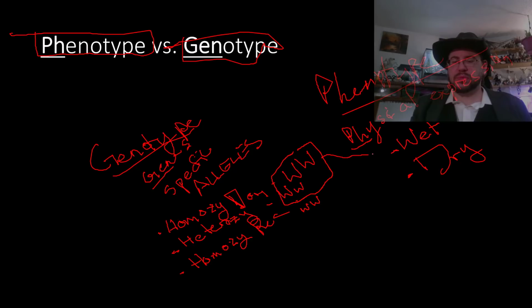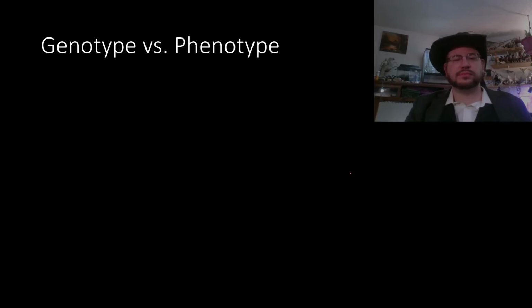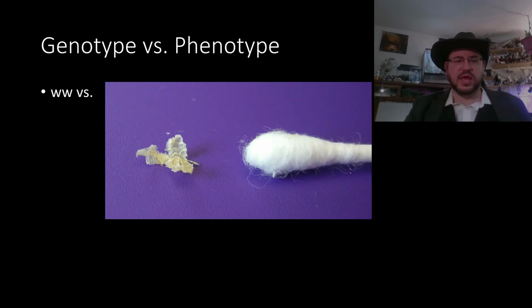The dominant phenotype will have two possible genotypes associated with it. Whereas if you have the recessive phenotype, there is only one possible genotype. This is important. So in this case, you have a homozygous recessive genotype, and your phenotype is dry earwax.